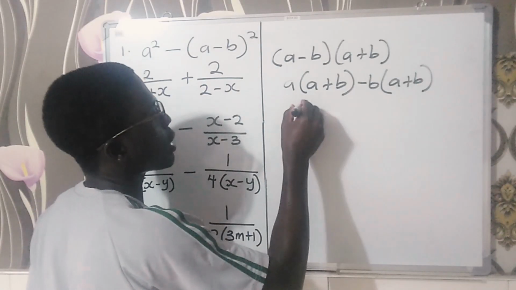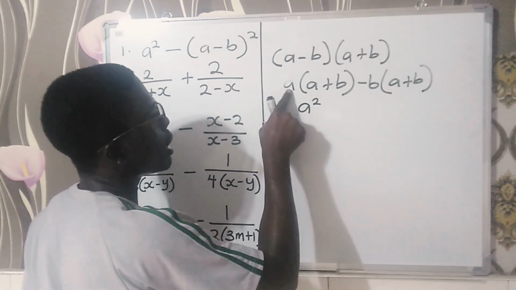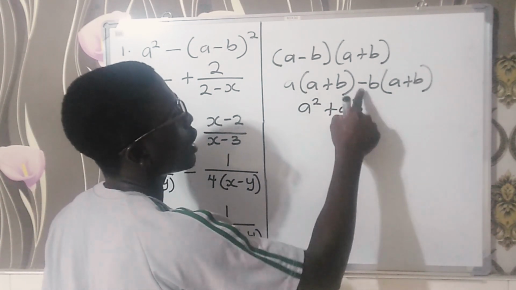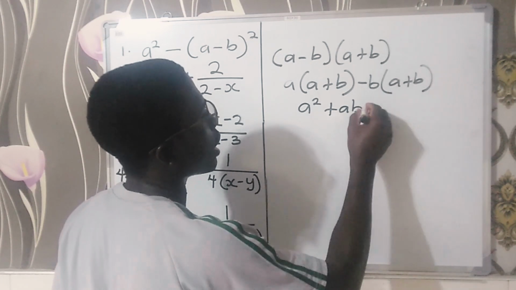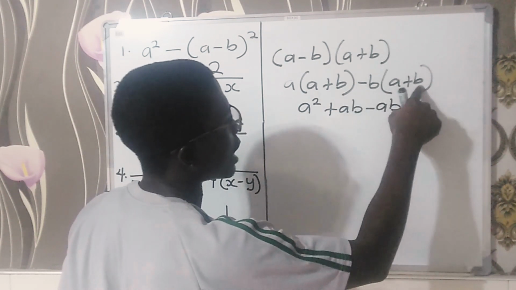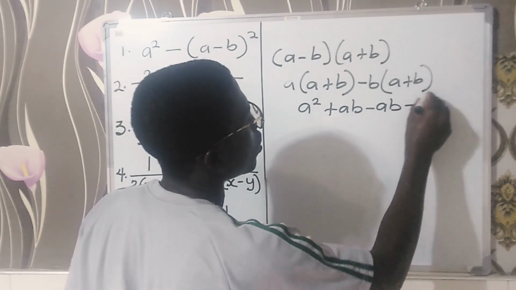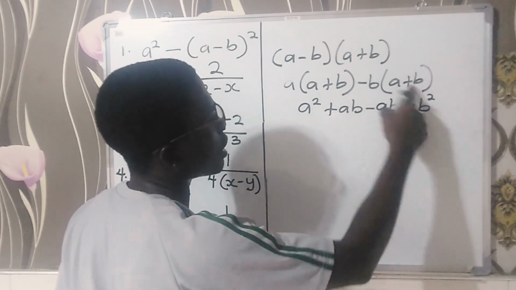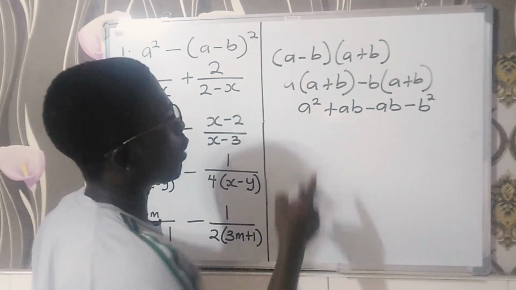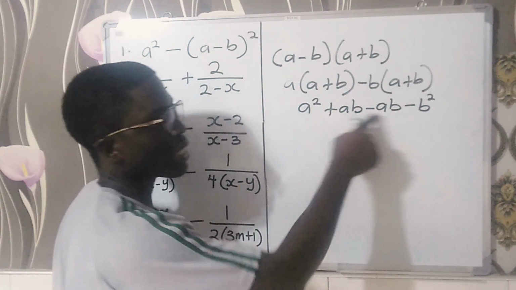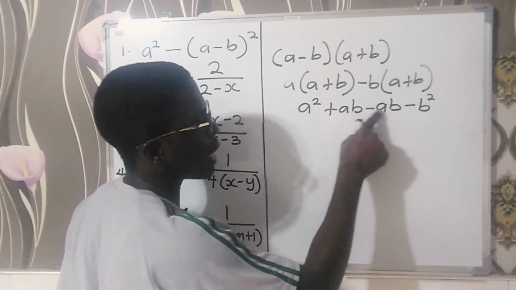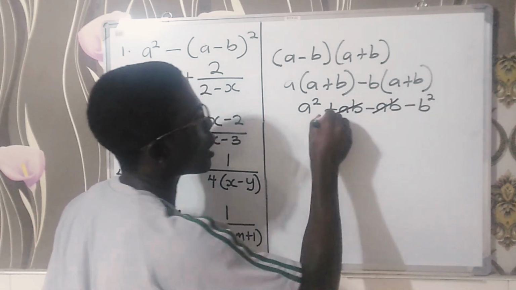So this a times this a will be a square, then this a times plus b will be plus ab. This minus b times this a will be what? Minus ab. And then minus b times plus b will be minus b squared, because negative times positive is negative. I hope you are following. Now, we can add or subtract like terms. And so, if I have plus ab here minus ab, this will cancel this.